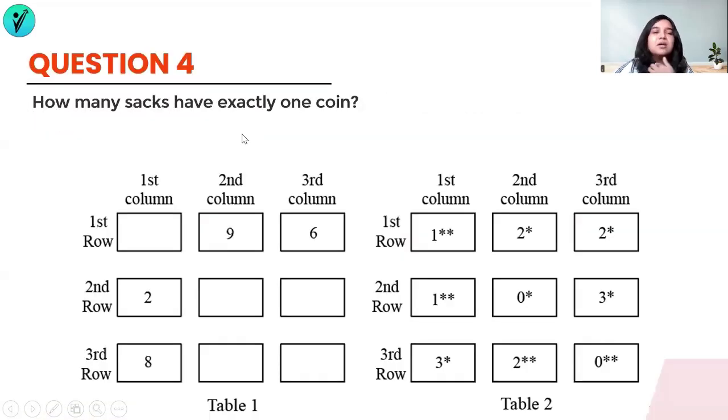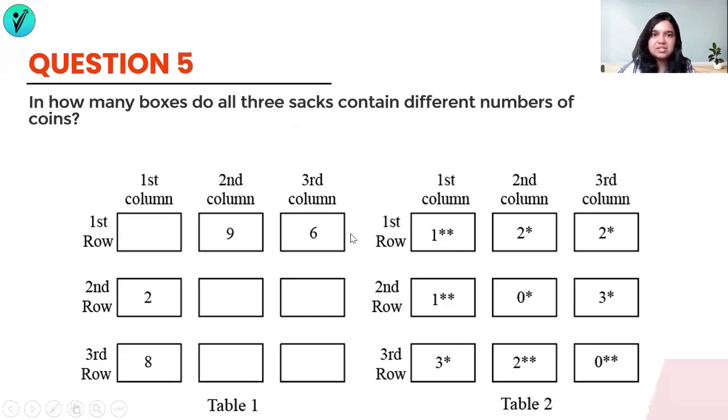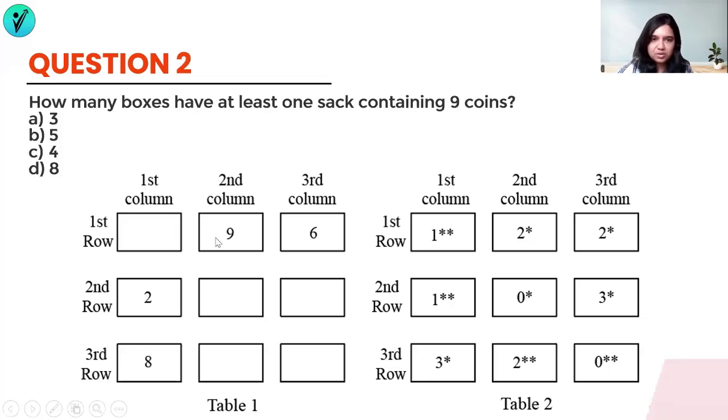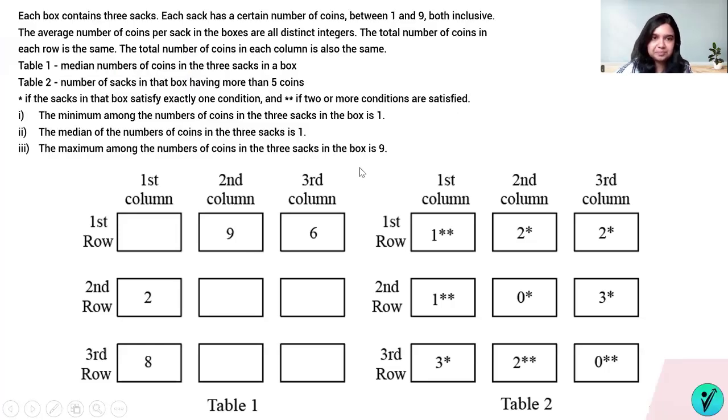So we have to segregate our understanding from the sacks and from the number of coins. Right? The boxes have 3 sacks each, and each of the 3 sacks has a different number of coins or the same number of coins, depending on what is the average basically and what is the median as well. All right, now that we've gone through the entire set, let's try and solve for each and every number here.